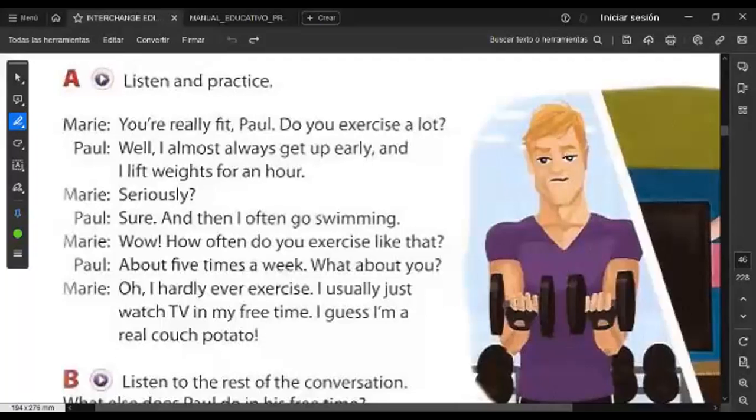I hardly ever exercise. I usually just watch TV in my free time. I guess I'm a real couch potato. Okay. Vamos a esperar que sus compañeros regresen de los breakout rooms. Couch potato. Couch is a synonym for sofa.